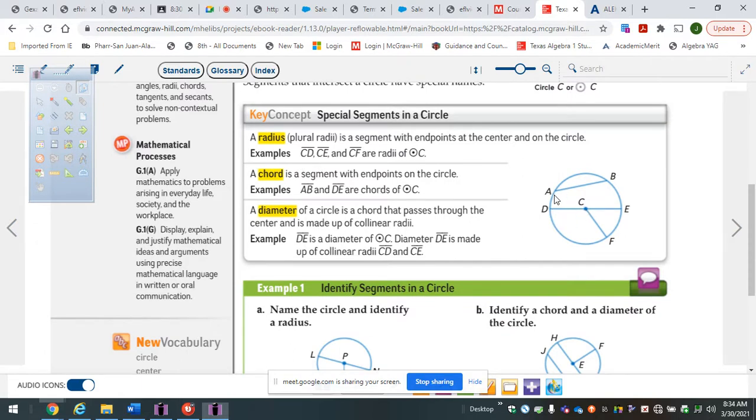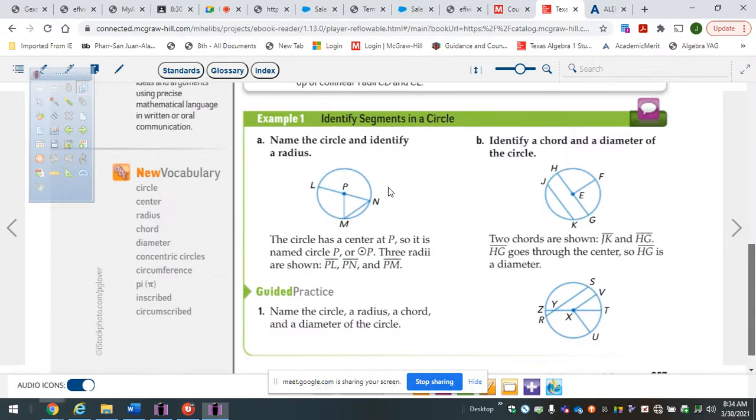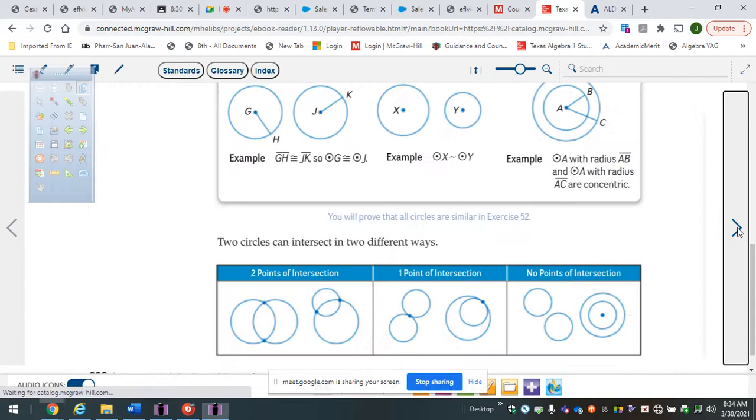Chords go from one side of the circle to the other side, ending on the circle. A diameter is the same thing as a chord, but it goes through the center. We named a couple. LN was a diameter and also a chord. MN is a chord. PM is a radius, PN a radius, and so forth. We named the circle P. I think that was about it.